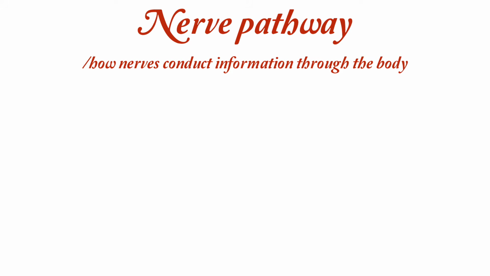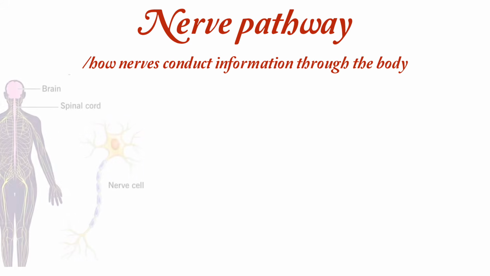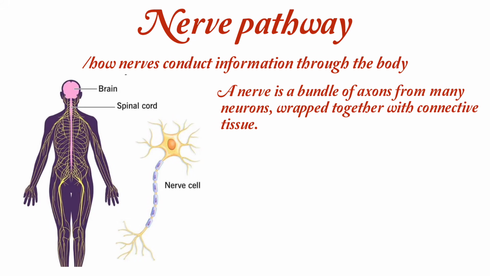In this lesson, we are going to talk about the nerve pathway. In other words, how nerves conduct information through the body. Now, what exactly is a nerve? A nerve is a bundle of axons from many neurons wrapped together with connective tissue. This nerve acts as the body's wiring system, carrying electrical signals between the brain, the spinal cord, and the rest of the body.